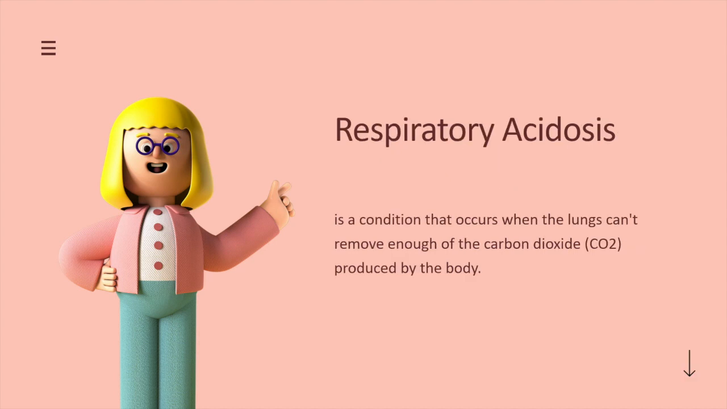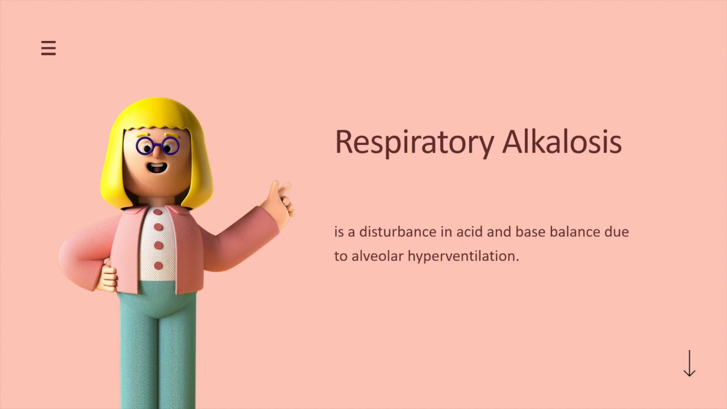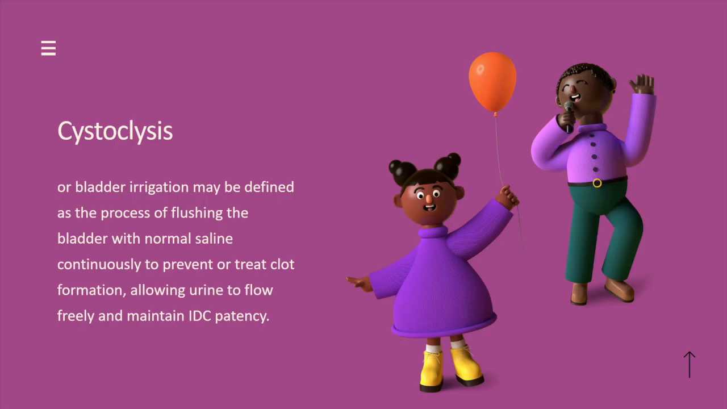Respiratory acidosis is a condition that occurs when the lungs can't remove enough of the carbon dioxide, or CO2, produced by the body. Respiratory alkalosis is a disturbance in acid and base balance due to alveolar hyperventilation. Cystoclysis, or bladder irrigation, may be defined as the process of flushing the bladder with normal saline continuously to prevent or treat clot formation, allowing urine to flow freely and maintain IDC patency.